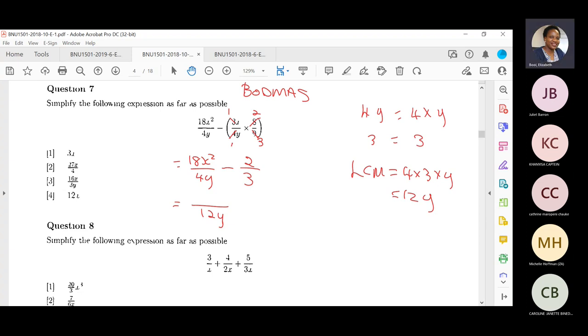3 times 18 is 54, right? That will be 54. And y goes 1 time into y. So then we are left with x squared minus, 3 goes how many times into 12? It goes 4 times. 4 times 2 is 8. What is the remainder here is y. So you also need to keep that into consideration when you answer this question.